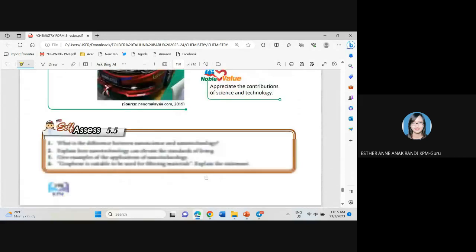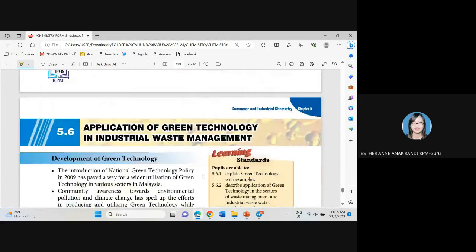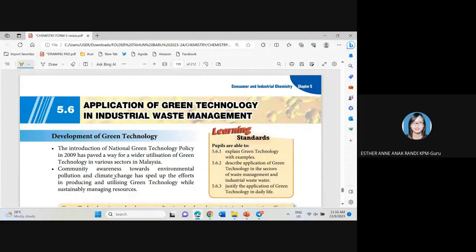Okay, that is graphene. So itu saja untuk nanoparticles. So nanoparticles, you just remember what is the definition, okay, what is the example of the usage. So next, we're going to look at green technology. Okay, so green technology in this part, we are focusing on how we use green technology in waste management.